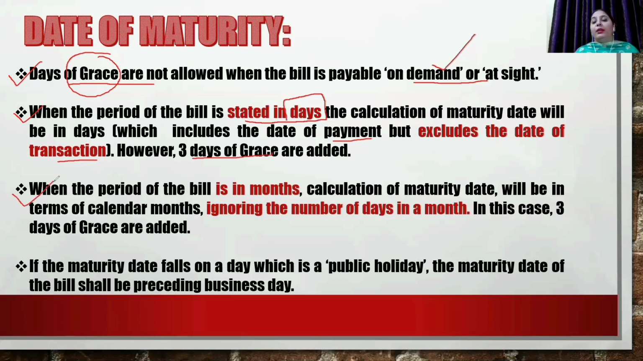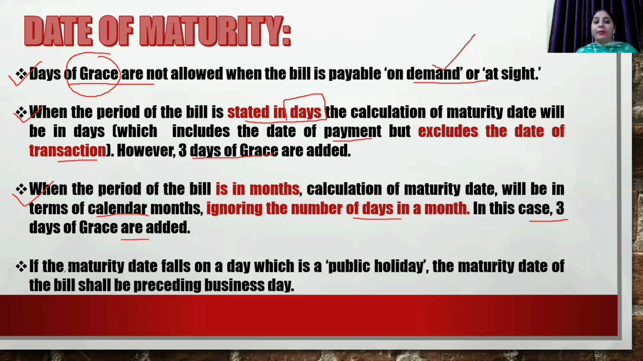Now, when the bill has to be paid in months, that means the period for which the credit has been given is in months, the calculation of maturity date will be in terms of calendar months, ignoring the number of days, because there are months in which we have even 28 or 29 days, like February, or even months where we have 30 days. So the number of days doesn't matter. It is all about the complete calendar month that we have to consider. In this case also we have to give a grace period of 3 days.